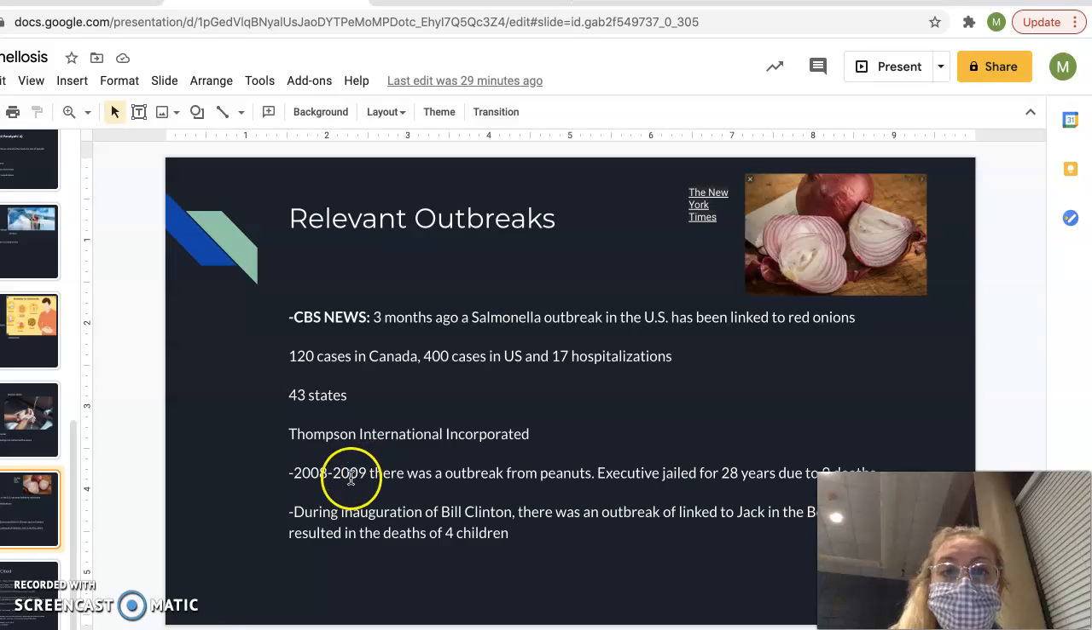And then one outbreak I thought was interesting. 2008 to 2009, there was an outbreak from peanuts, and the executive of it had to be jailed for 28 years due to hiding that there was salmonella in the peanuts and the peanut butter, and obstruction of justice, and he had to serve for 28 years due to 9 deaths.